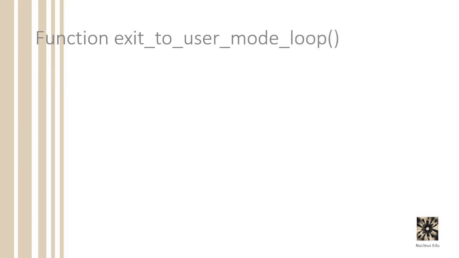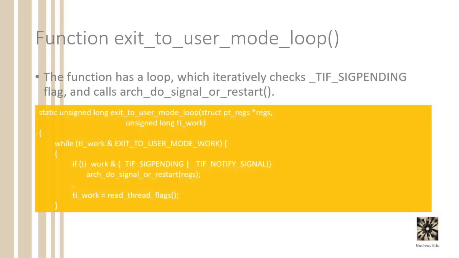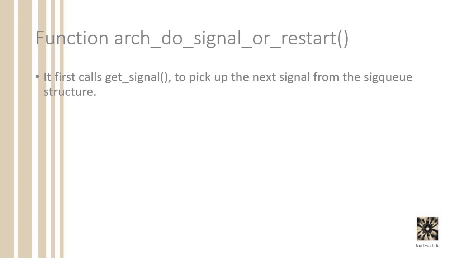So this function, exit_to_user_mode_loop, is a simple one which has a loop that iteratively checks whether TIF_SIGPENDING is set or not, and then it calls arch_do_signal_or_restart. So this function basically does two big things. It first calls get_signal to pick up the next signal from the sig structure, right?